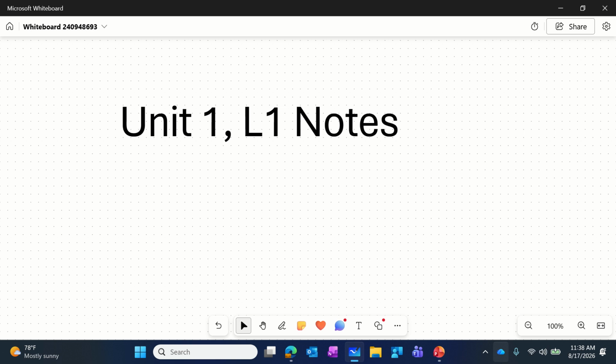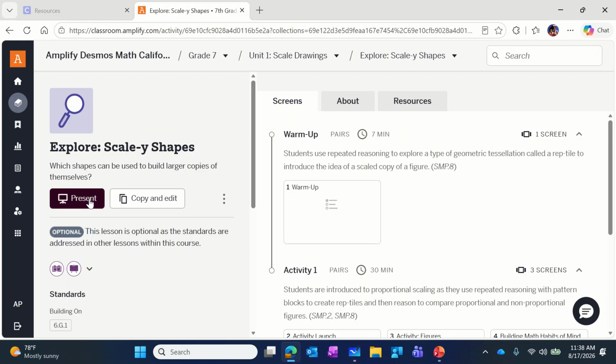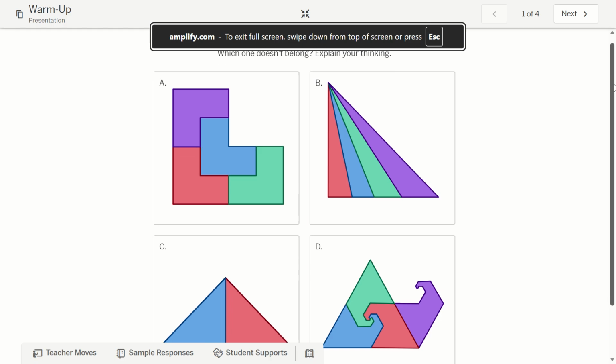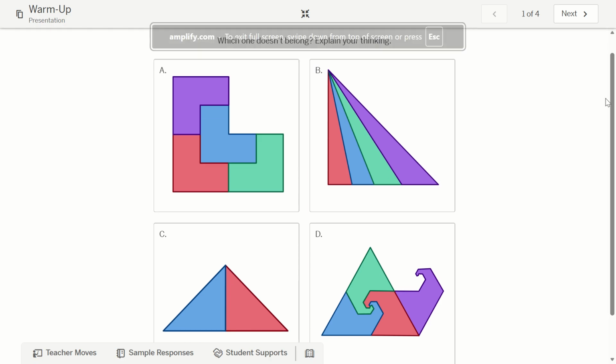So today we're going to start off with Unit 1, Lesson 1. This is a little bit of a warm-up. This isn't part of the big lesson, but this is part of your notes, okay? What we're going to do here is you guys are going to follow along with a presentation. We're going to be talking about shapes and scaling.